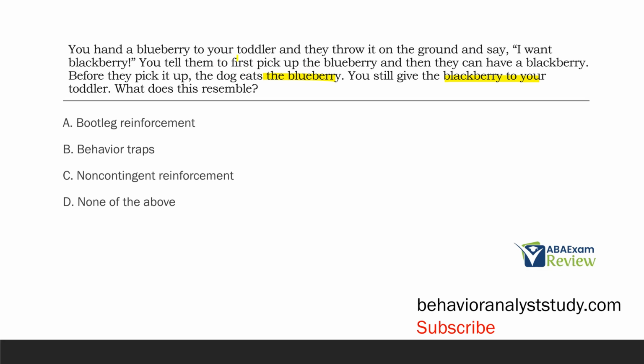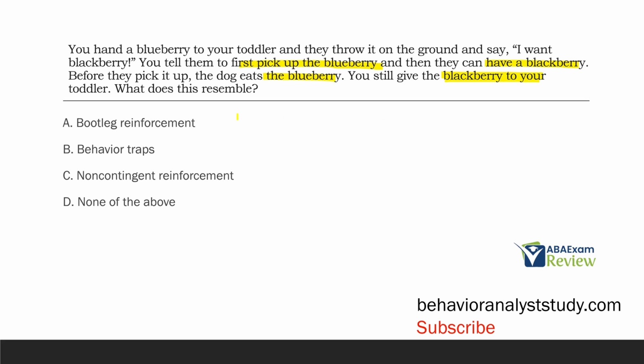Because you were going to give the blackberry to the toddler contingent on them picking up the blueberry that they threw on the ground. So in order to gain reinforcement, in order to gain the consequence, in order to gain the reinforcer, they have to engage in the behavior of picking up the blueberry. However, before they can engage in that behavior, the dog eats the blueberry. So the child has not engaged in the response, and yet you give them reinforcement anyway.